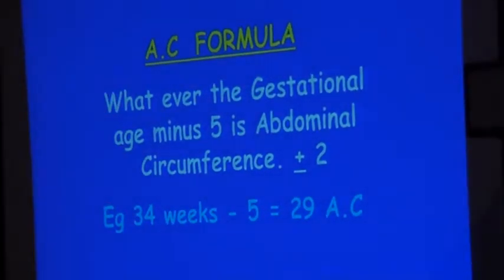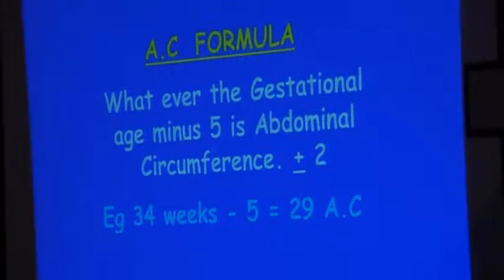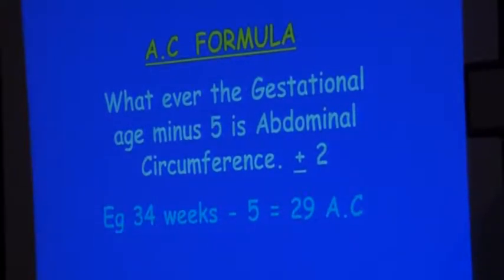What is the AC formula? Once you've got a very good view of that abdominal circumference, whatever the gestational age minus 5 is the abdominal circumference, and it works the other way around as well. So 34 weeks minus 5 is 29 AC, and when you've got 29 AC, plus 5 gives the weeks.